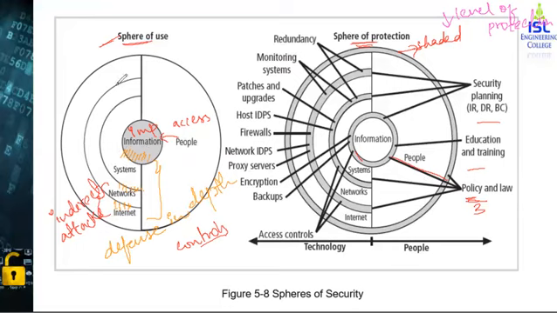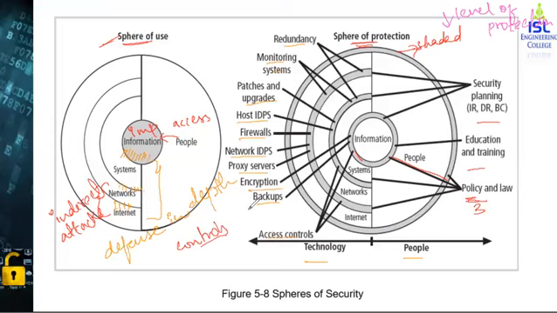So here within this diagram, on the right side we've got people, and on the left we've got technology. Different controls are implemented: redundancy, monitoring systems, patches and upgrades, host IDPs, firewalls, network IDPs, proxy servers, encryption, backups, and different access controls. That is how, who is accessing the specific information, what systems can access, what people can access. All these controls are implemented between each layer: between information systems, networks, and the internet.